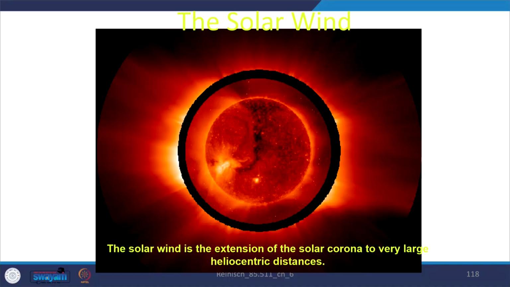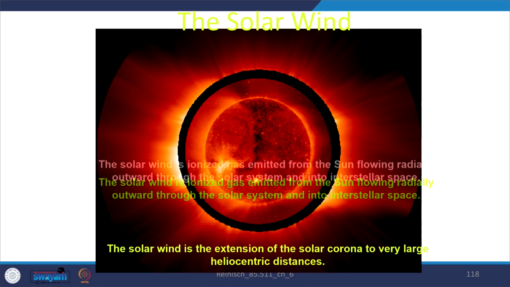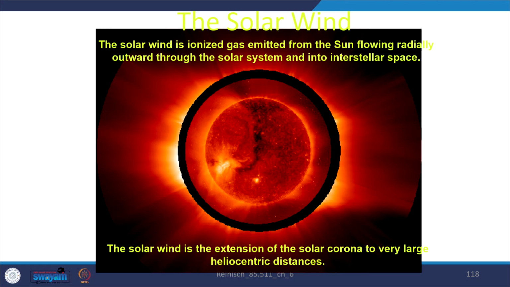Right. Now, solar wind is the most important piece of information to understand sun and earth coupling, how the sun influences so many things on the Earth, in the Earth's atmosphere, in the exosphere, in the magnetosphere, etc. So, solar wind is basically an extension of the solar corona to very large heliocentric distances. So, what is solar wind? Solar wind is just a stream of particles which is going away.